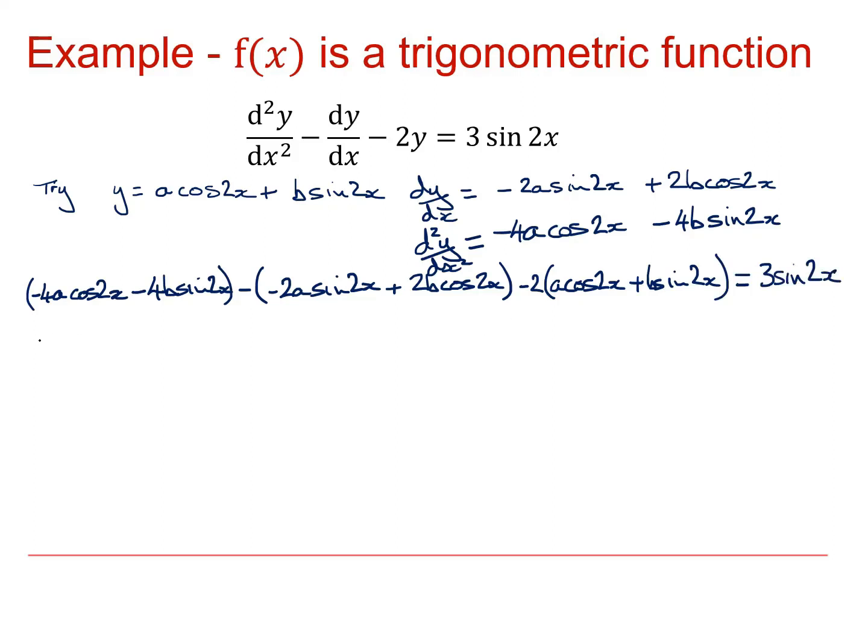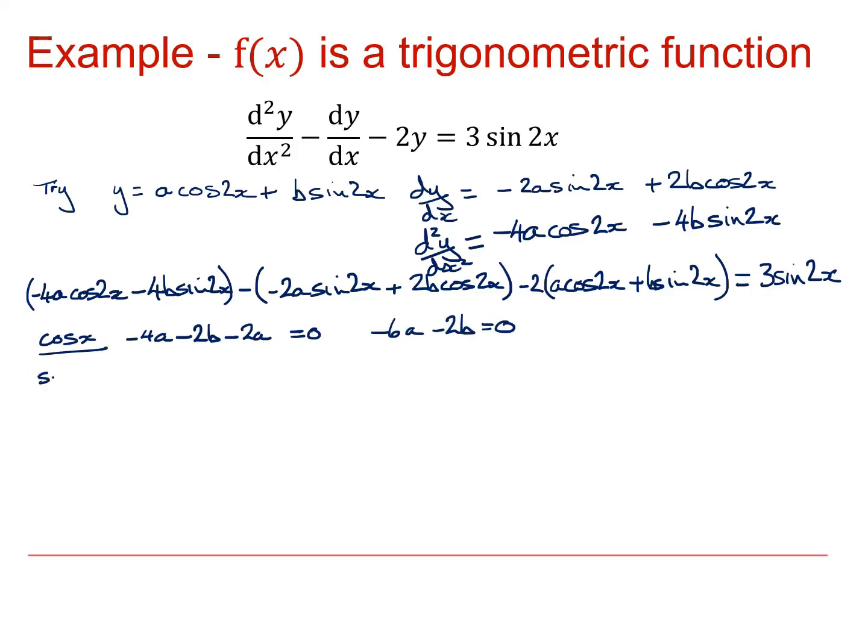So if I look at coefficients for cos x, first of all, for cos x I'm going to get a minus 4a from here. I'm going to get a minus 2b from the second bracket, and then I'm going to get a minus 2a from the final bracket, minus 2a. And that's got to be equal to 0. So in other words, I've got minus 6a minus 2b is equal to 0.